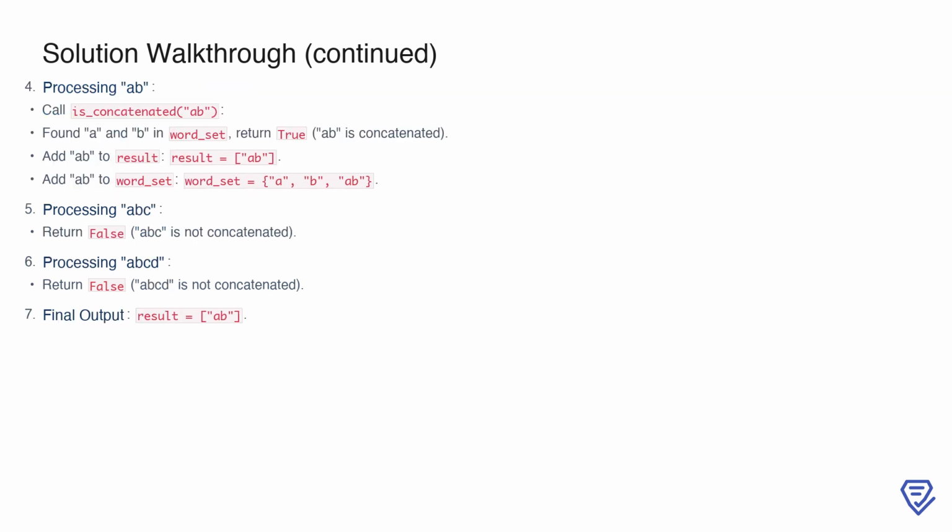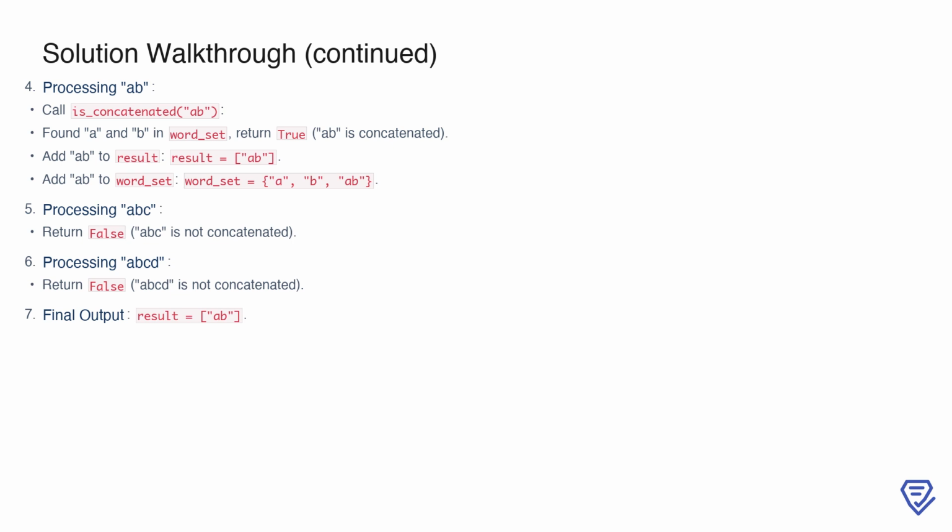Next, we process the word ab. The is_concatenated function identifies that ab can be formed by concatenating a and b, both of which are in word_set. As a result, the function returns true, and we add ab to the result list, which now contains ab. We also add ab to word_set, updating it to a, b, ab.